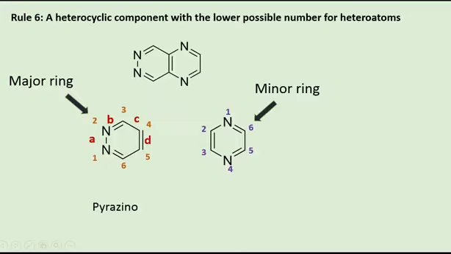This is pyrazine, and this is pyridazine. And then 2,3. The name of the compound is identified as pyrazino[2,3-d]pyridazine. So this is pyridazine, this is pyrazine, and then 2,3-d. I hope you are able to understand this one. So we will move ahead with the next rule.